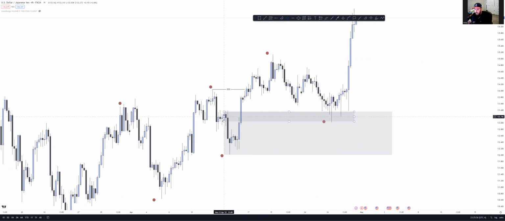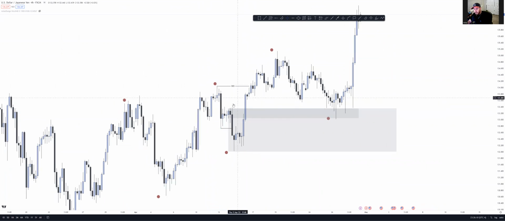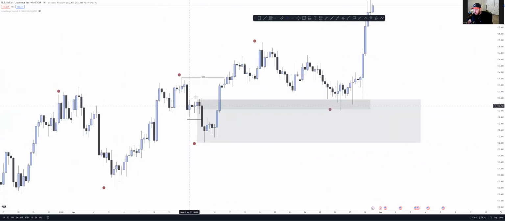So this order block right here, this supply zone, created the push to the downside, the reversal. When we got to this area in the market, the bigger banks wanted to move price upwards. So what they do is they sell in order to buy. Of course, it's like liquidity. It's liquidity, it's manipulation.